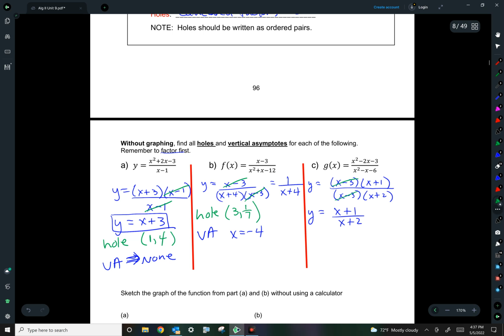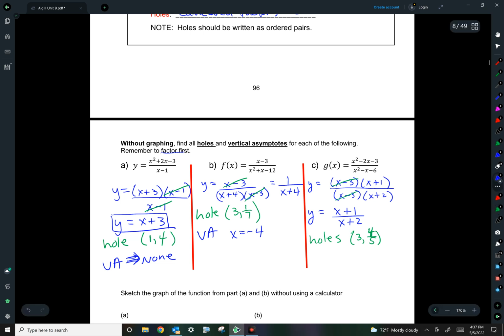Okay, so what about my holes? Well, remember, holes come from what cancels. It was an x minus 3, so that means the x is going to be 3. How do I find the y? Again, just plug 3 in for your x value into that simplified version. So I'm going to have 3 plus 1 is 4 over 3 plus 2 is 5. So that's my ordered pair, 3 comma 4/5.